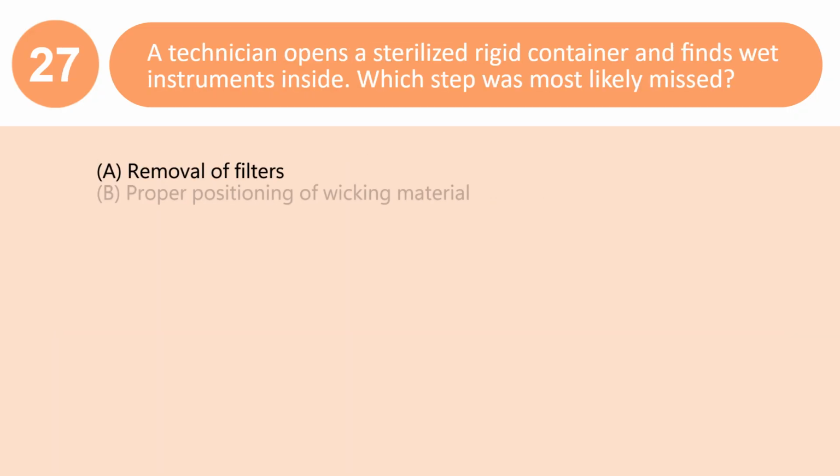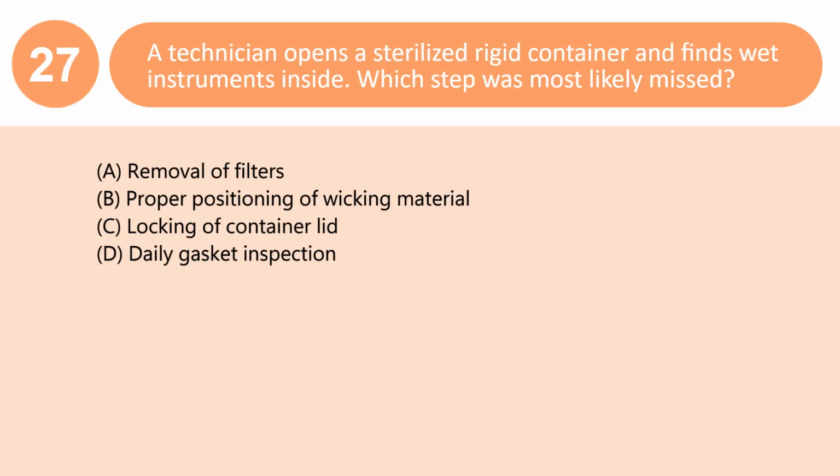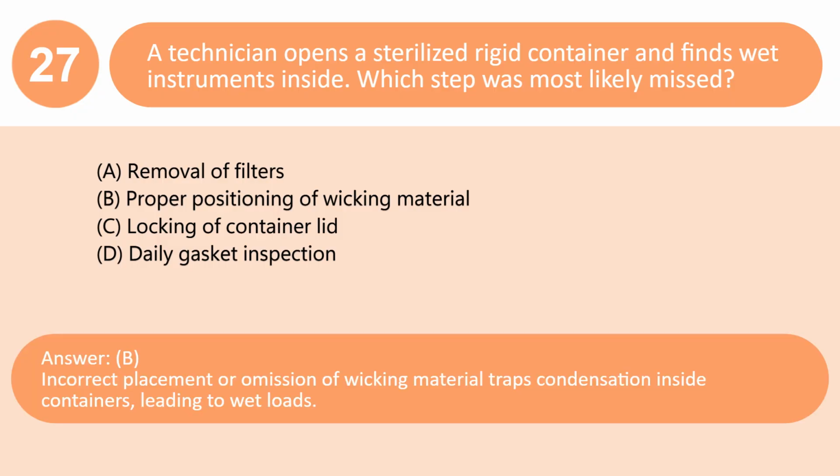A technician opens a sterilized rigid container and finds wet instruments inside. Which step was most likely missed? A. Removal of filters. B. Proper positioning of wicking material. C. Locking of container lid. D. Daily gasket inspection. Answer: B. Incorrect placement or omission of wicking material traps condensation inside containers, leading to wet loads.